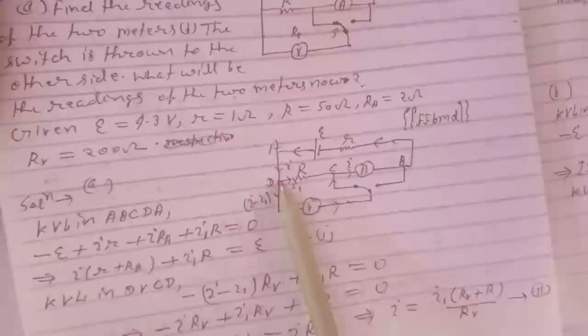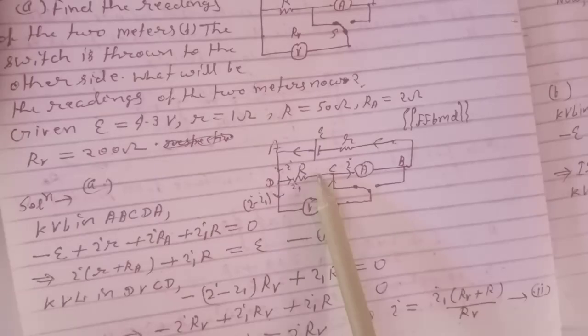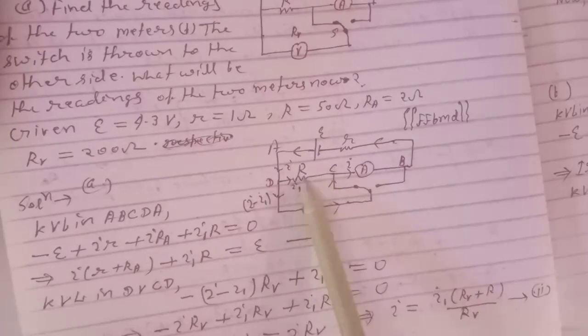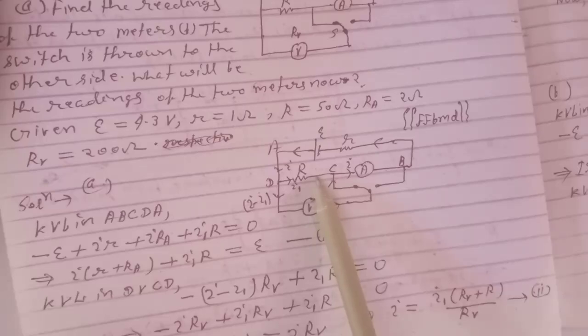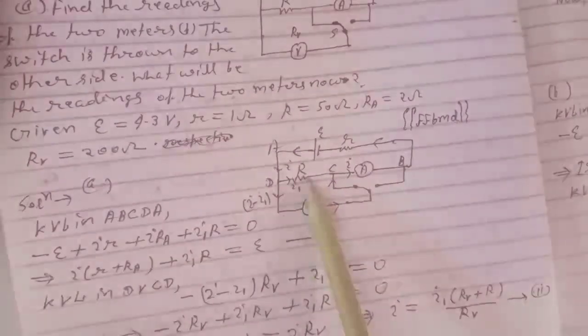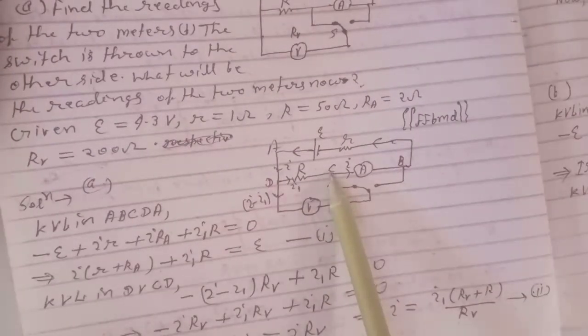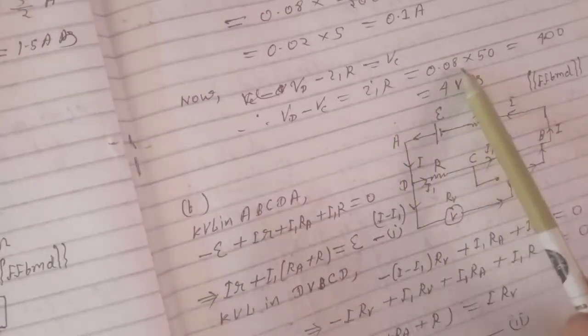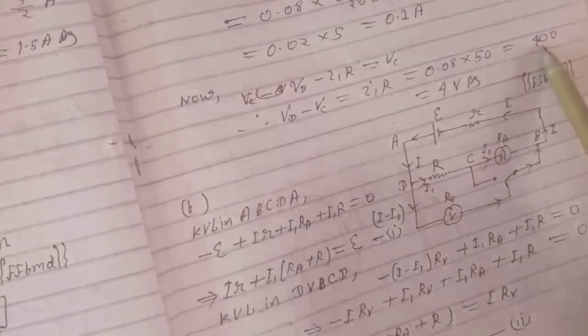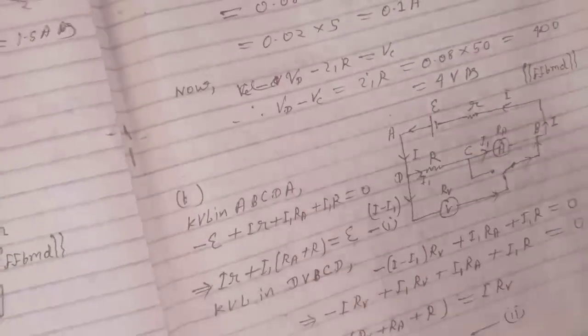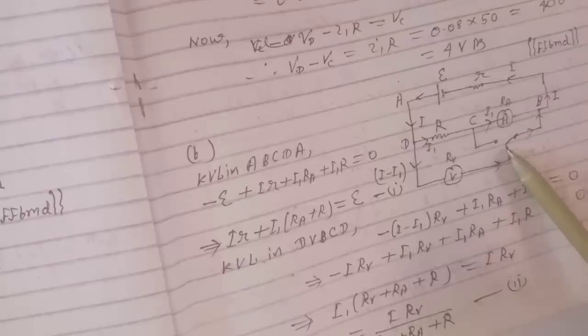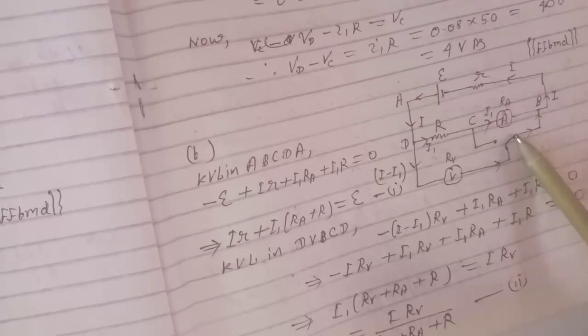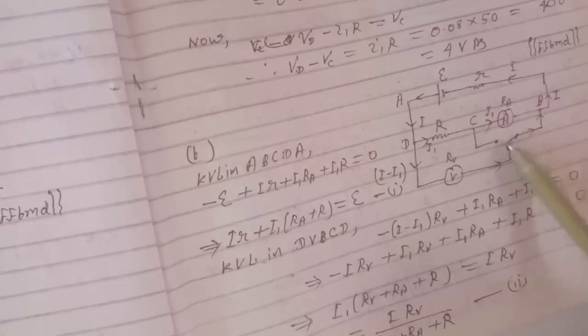Now we can see VD minus VC equals I1 into R. So VD minus VC equals 0.08 into 50, or 4 volt. So 4 volt is the answer.